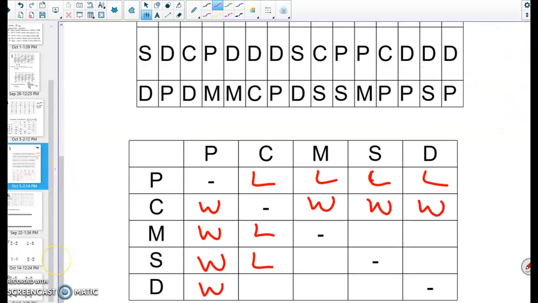Now, we can make the argument that we're done because now I have an undefeated champion. On the test, you will have to complete the chart, though. I will be checking the whole chart.